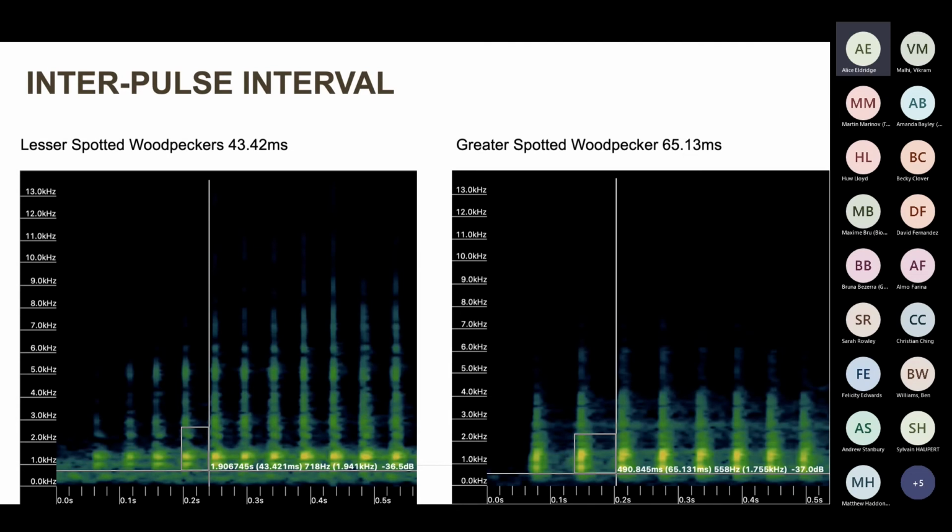So a lesser spotted woodpecker, it properly drills into a tree. We've got a time between the start of one call and the start of another call of 43.42 milliseconds. Greater spotted woodpecker, a little bit slower, 65.13. So if we just got the pecks on a tree and we want to know which one it is, lesser spotted or greater spotted, then we can actually use this measurement.